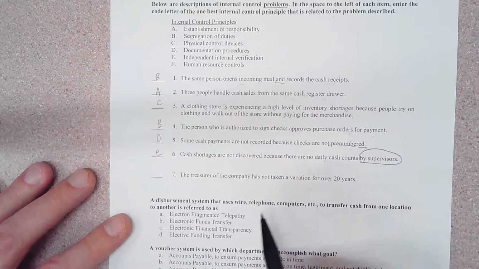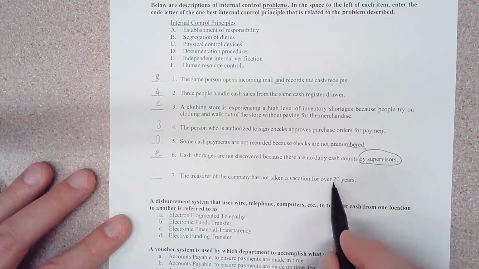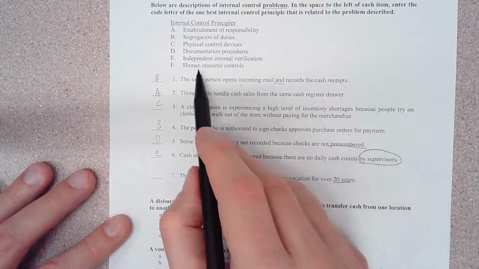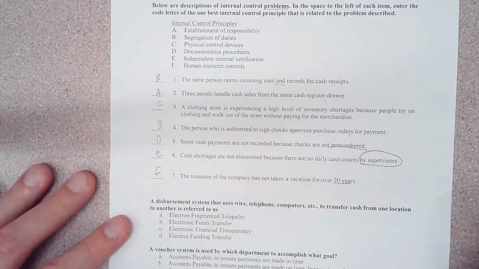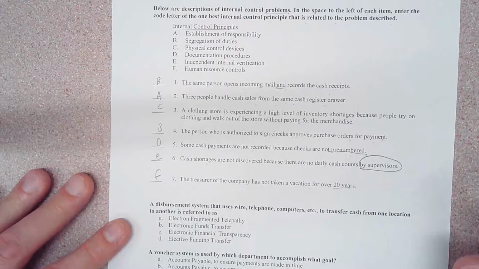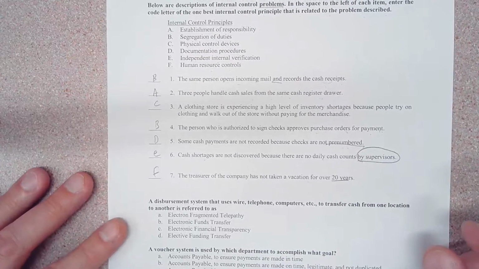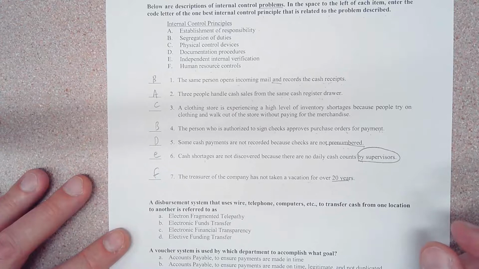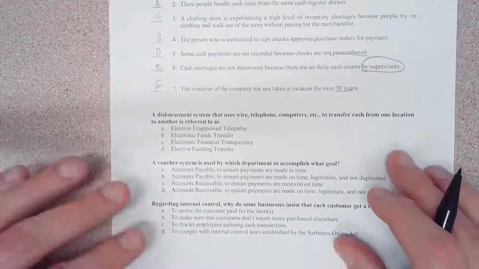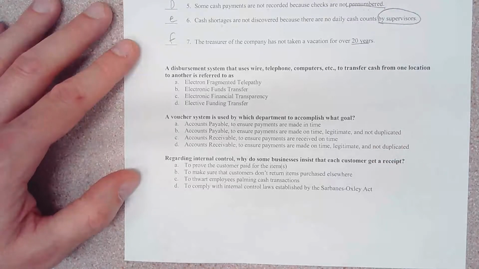Okay, number 7, it says the treasurer of the company has not taken a vacation in over 20 years. Well, we need human resource controls that say, hey, you have to be off part of the time. This is an indication that he might be stealing money. Either that or he has no life, but we're going to err on the side of caution, and when he's gone, if he is up to something, hopefully they will catch him.